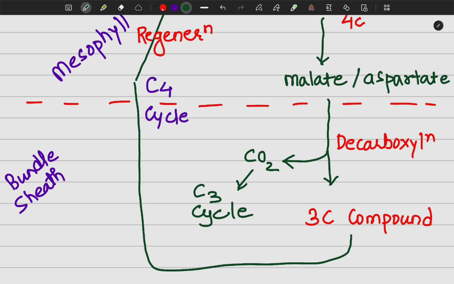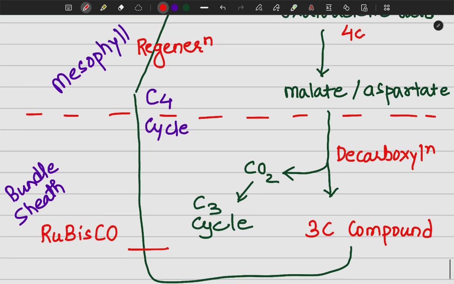The bundle sheath has the enzyme Rubisco. We know that Rubisco is involved in the C3 cycle, right? So this enzyme is present in the bundle sheath. So once the carbon dioxide enters the bundle sheath, then the C3 cycle takes place and there will be formation of carbohydrate or starch inside the leaves of the C4 plant.